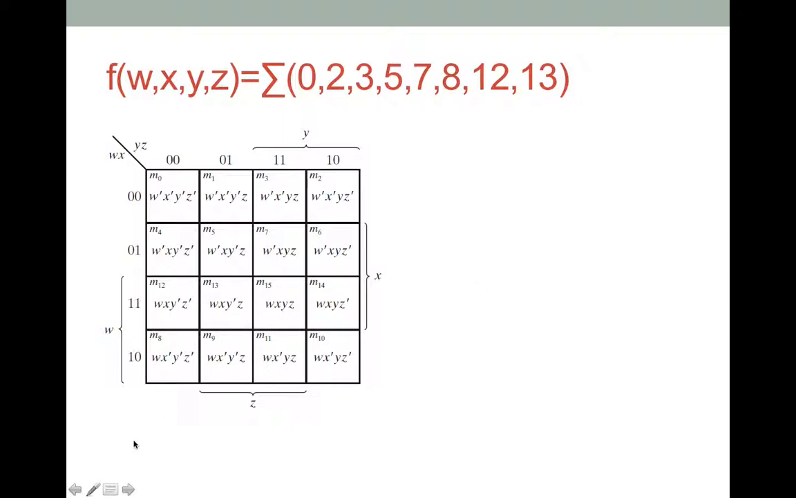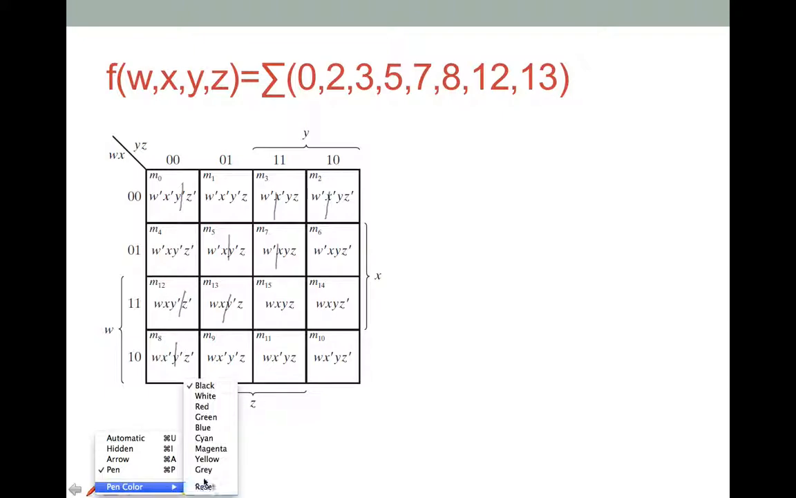Here is another example. Let me change the color of the pen to black and then construct a kmap. So 0, 1, 2, 3, 4, 5, 6, 7, 8, 9, 10, 11, 12, 13, 14, 15. So we constructed a kmap. So next step is find all prime implicants. So let me use blue. So let's find all prime implicants.